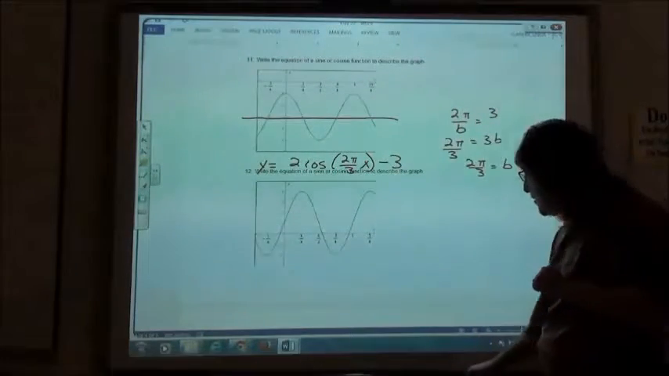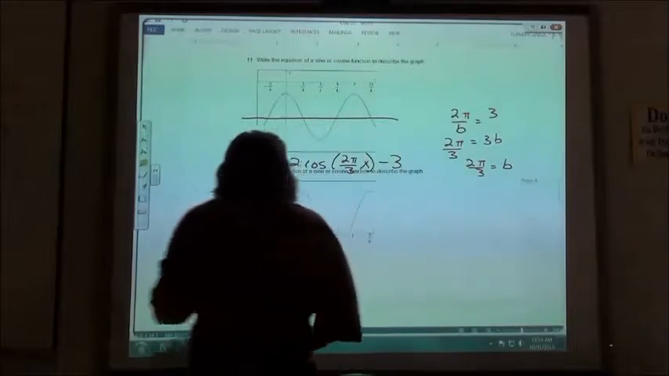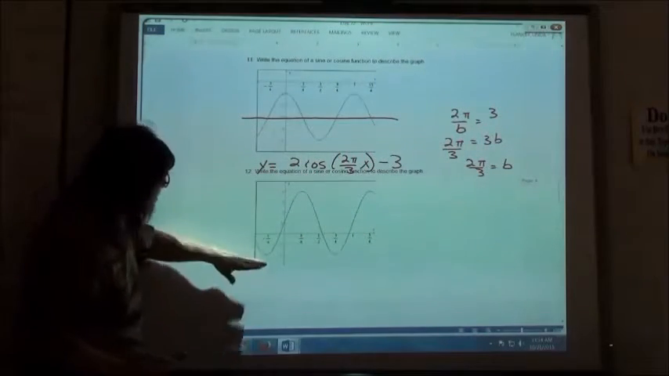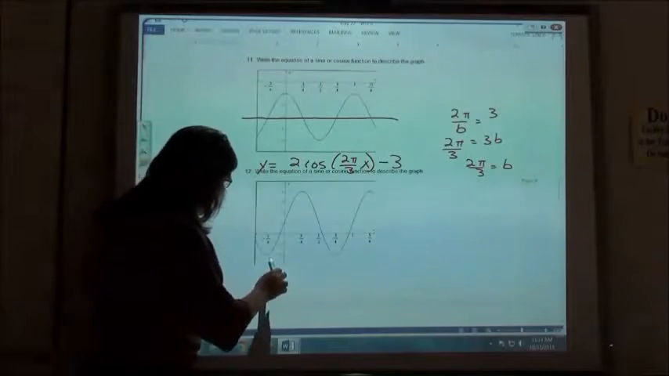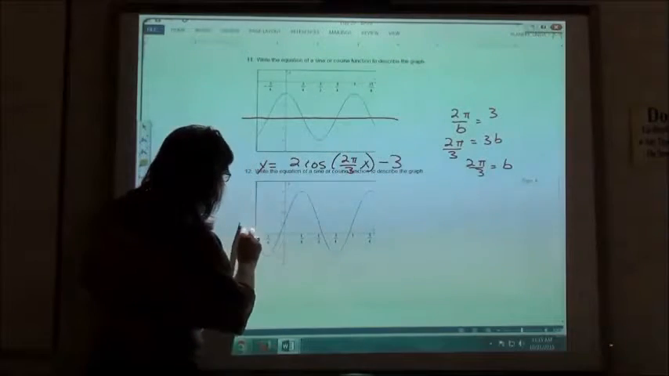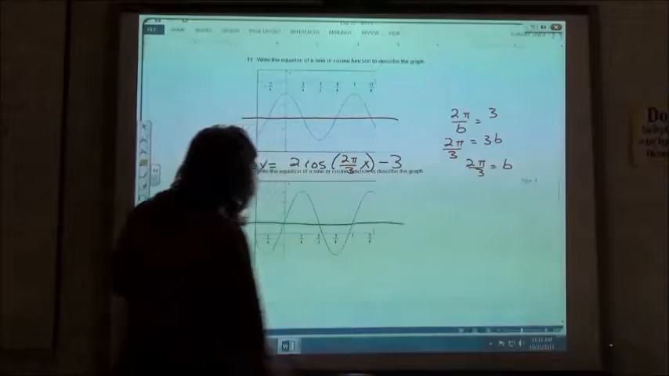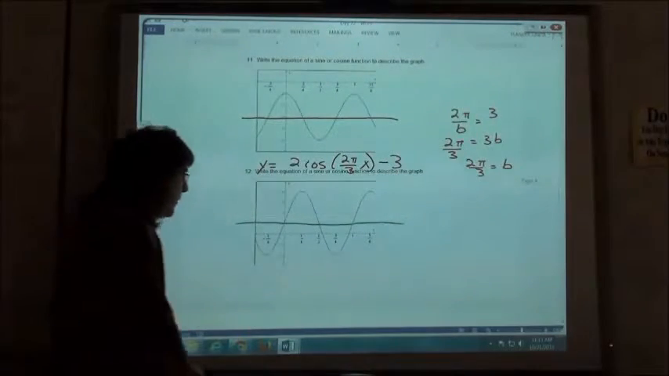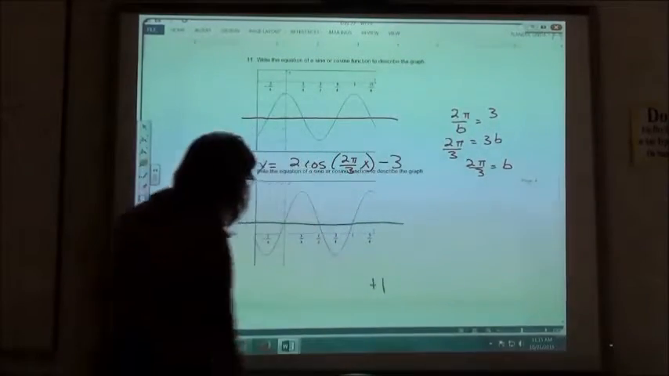And number 12, I guess I don't need to move the board to do that. We can probably do that right here. Looking for where the center of my graph is. So the center of my graph here again looks like it shifted up 1. So I'm going to have a plus 1 on the end.